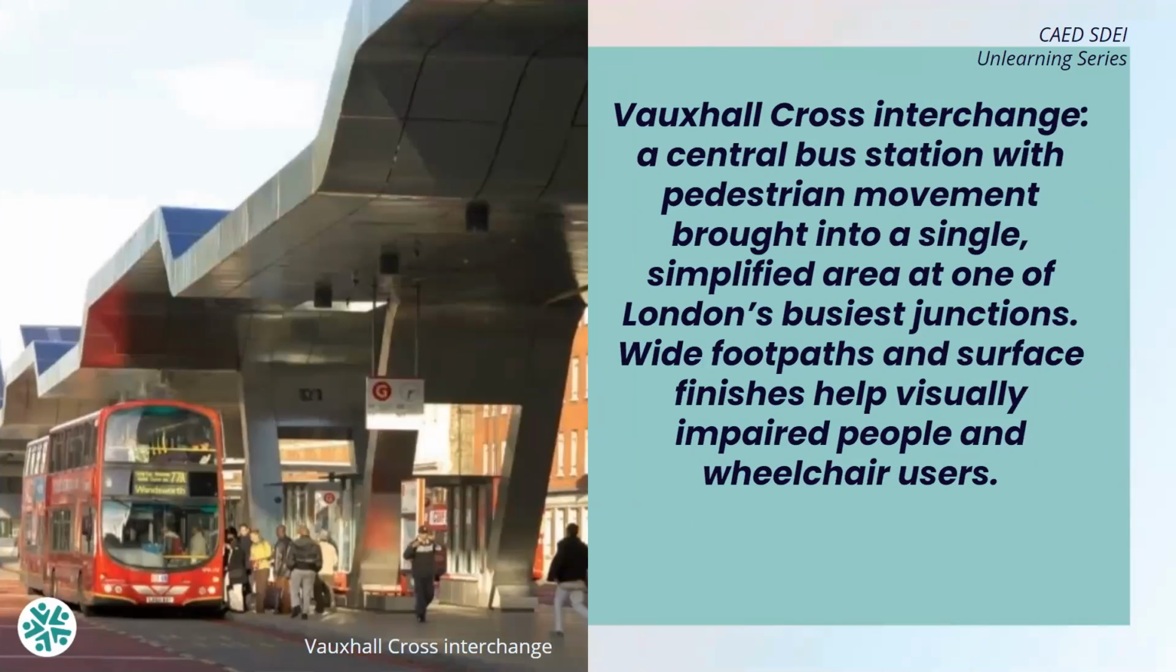On this slide, I show an example of inclusive design, the Vauxhall Cross interchange. It is designed to accommodate new street level pedestrian crossings and wider pavements. This provided an improved pedestrian environment and experience. It also helps to create a safer and more legible streetscape, which accommodated the increased pedestrian activity between Vauxhall Station and Nine Elms in London. The wide footpaths and surface finishes help visually impaired people and wheelchair users as well.